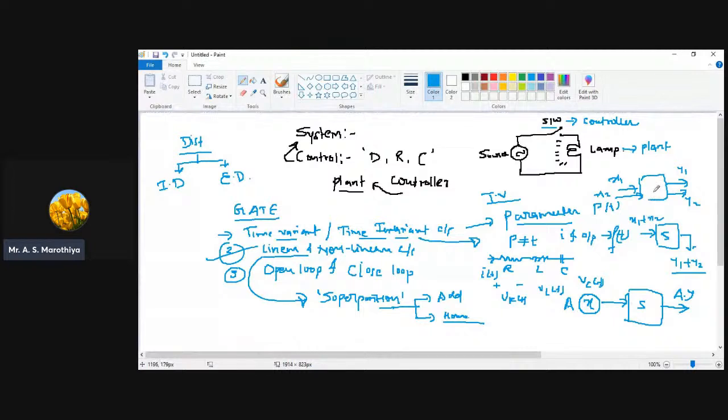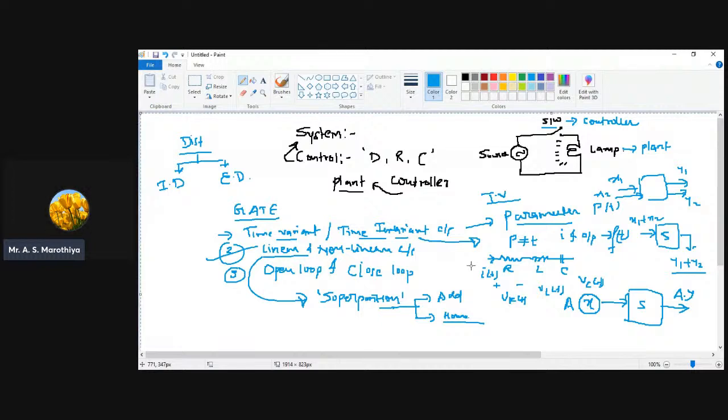Hence, if the system is capable of obeying both the properties simultaneously, that means it is additive as well as homogeneous, then we can treat that system as following the principle of superposition. Hence we can treat the system as a linear system. Otherwise the system is going to be a non-linear one.